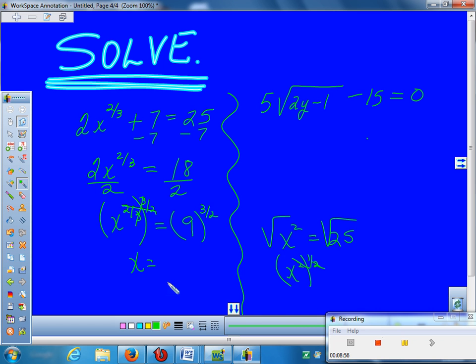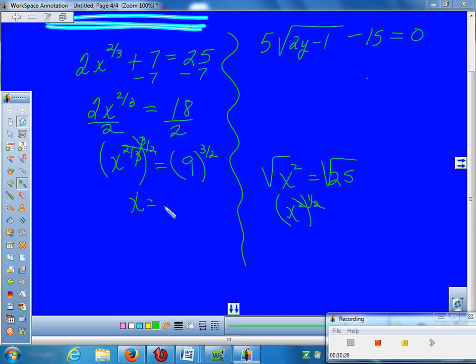But we just learned at the beginning of this how to figure out what is 9 to the 3/2 power. How do you figure out what 9 to the 3/2 power is? You put it back in a root. Is it a square root or a cube root? It's the square root of 9 cubed. And so the square root of 9 would be 3, and 3 cubed would be 27. Answer. Woohoo!